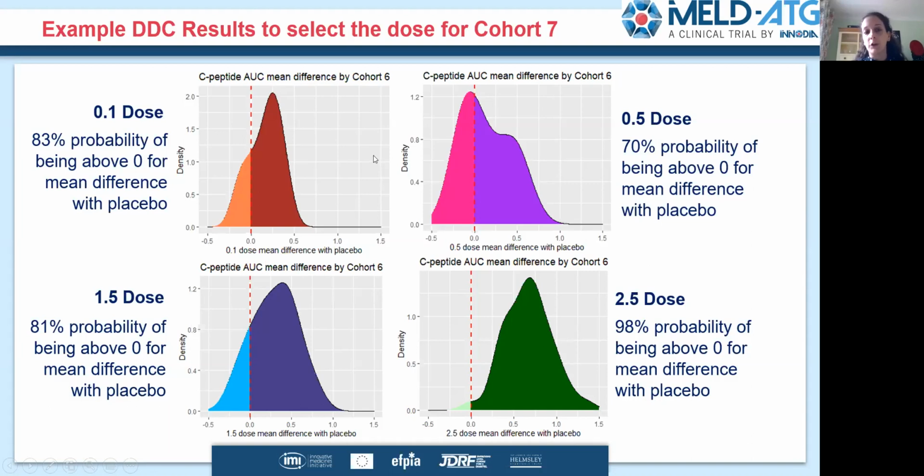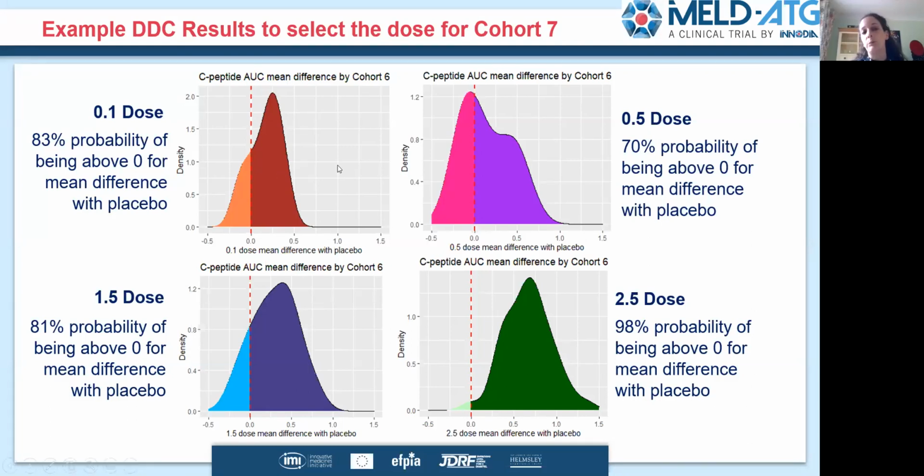So what I've plotted for you here in the red dotted line is 0, which would mean no difference with placebo. And to the right-hand side, in the darker shading for each of these plots, you see that there's a greater difference with placebo than 0. And it shows you the probability of being above 0 for mean difference with placebo. The key thing to note here is that this data is obviously not real data, it's simulated data because the trial is only starting next month, but I've run these simulations over 1,000 times.